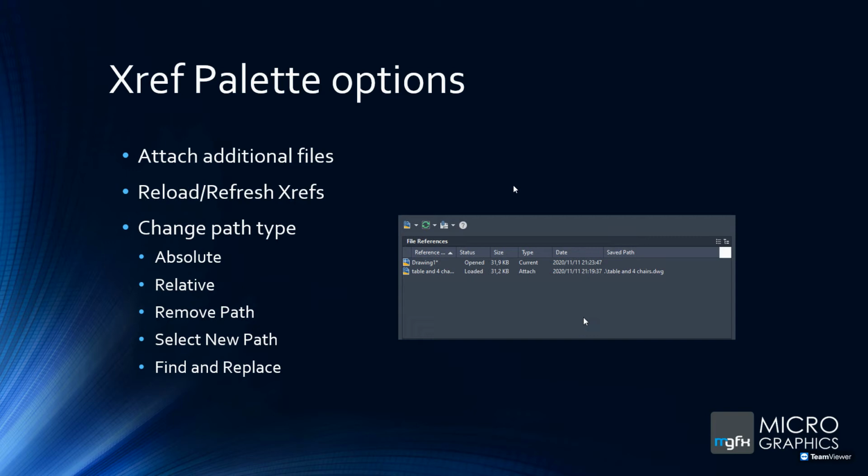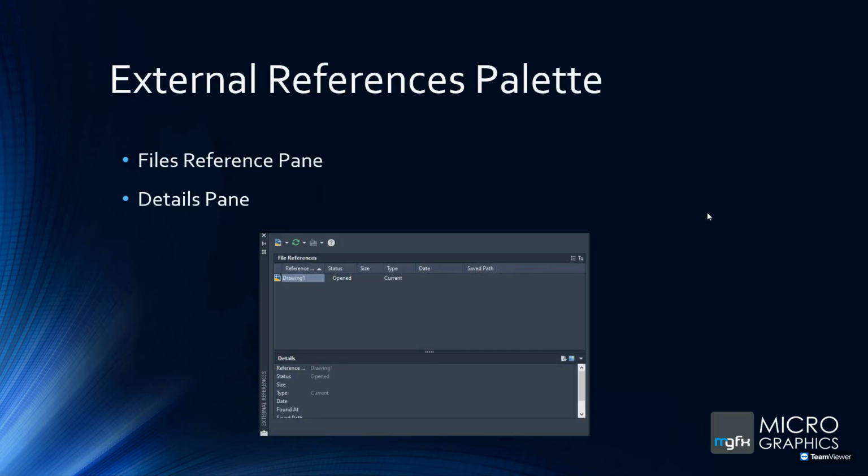The second button over there, you can reload or refresh your Xrefs. And the third one, you can change your path type to be absolute, relative, or remove path, for whichever file you've got selected in that Xref palette. Then you can also select new path and find and replace, which we'll talk about a little bit later. That's one of the new ways they've got to find and replace lost or missing Xref files.